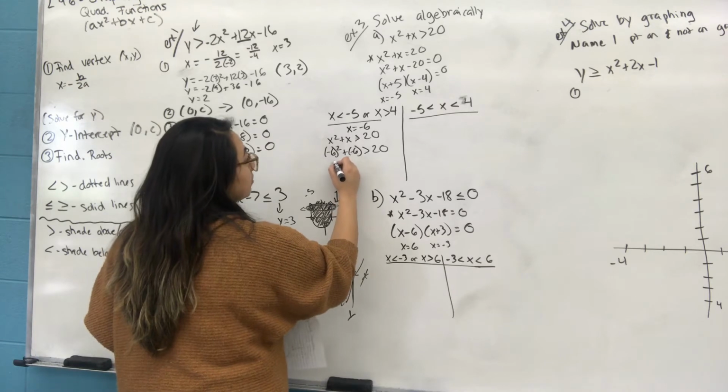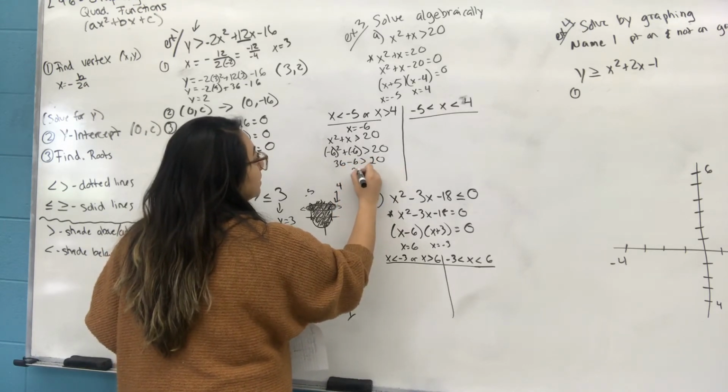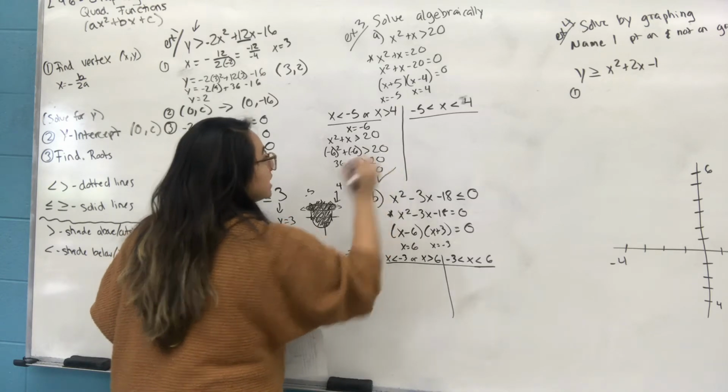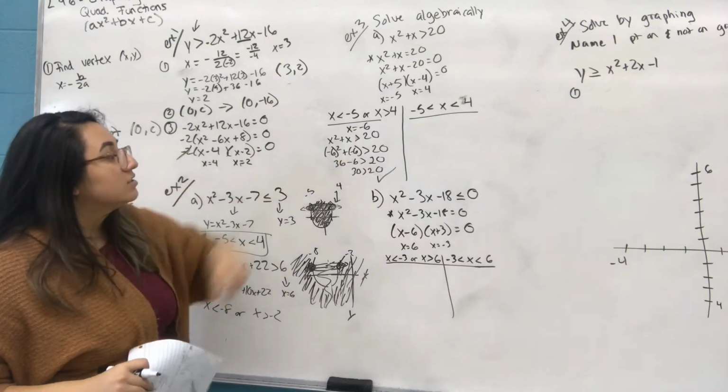I simplify even more. So 36 minus 6 is greater than 20, and I get 30 is greater than 20. This statement works, so that means this could be the inequality that we can use. Let's apply it to the other one.